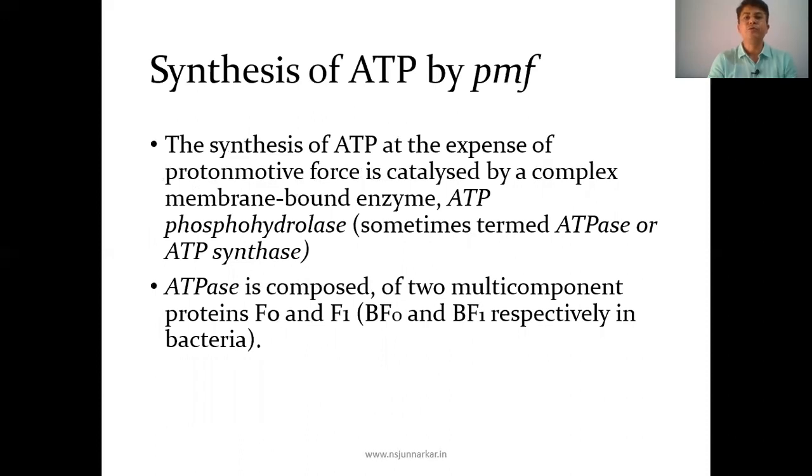Synthesis of ATP by proton motive force. The synthesis of ATP at the expense of the proton motive force is catalyzed by a complex membrane-bound enzyme called ATP phosphorylase, phosphohydrolase, or sometimes termed ATPase or ATP synthase. ATPase is composed of two multi-component proteins, F0 and F1. In case of bacteria, these components are referred to as BF0 and BF1 respectively.